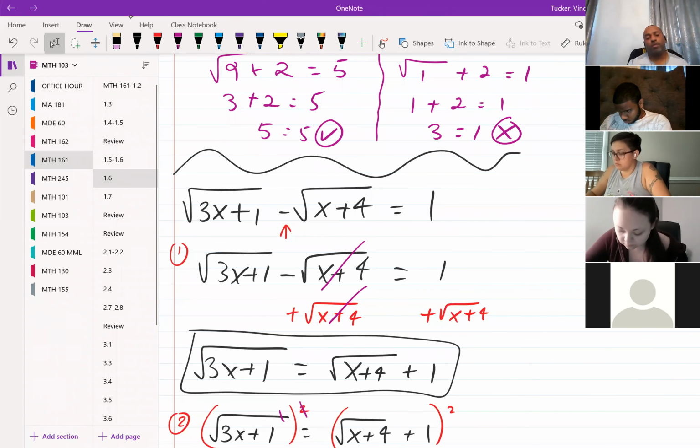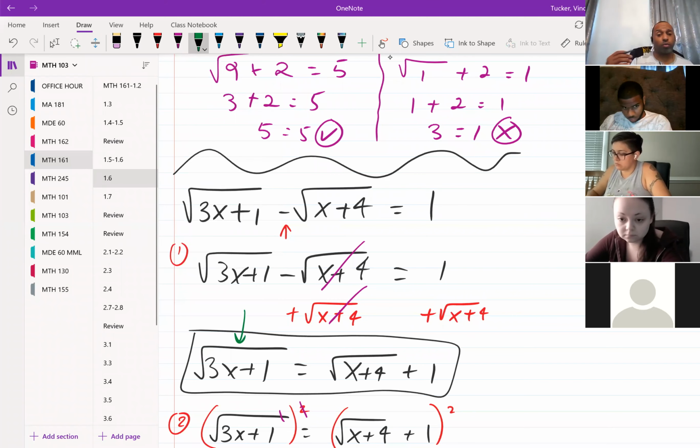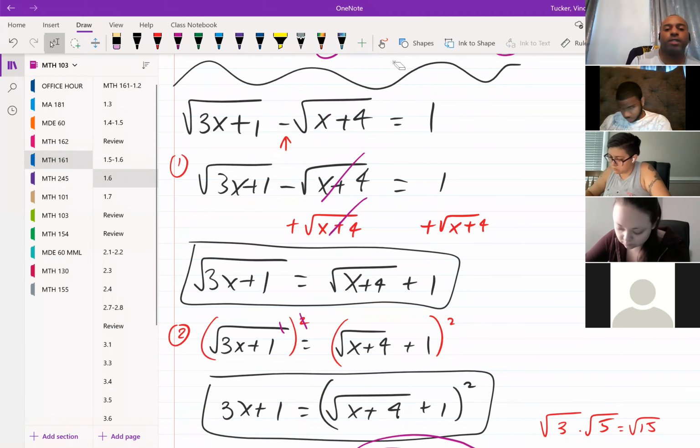All right, so once again, the square root of 3x plus 1 equal to the square root of x plus 4 plus 1. So we need to get rid of this radical right here. So we're going to square both sides. So that's what we did here for step 2. Square and square root will cancel, leaving you with just 3x plus 1 on that left side.